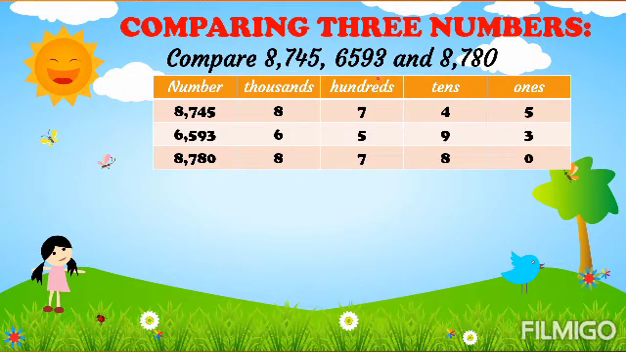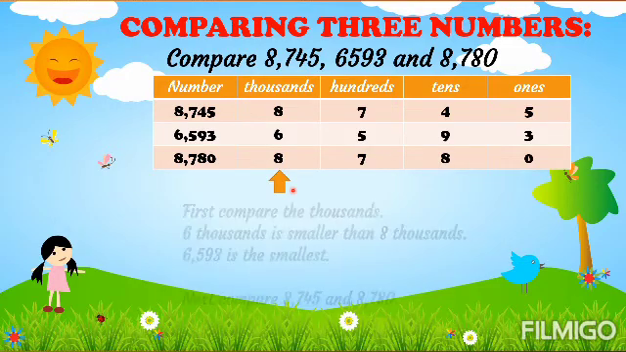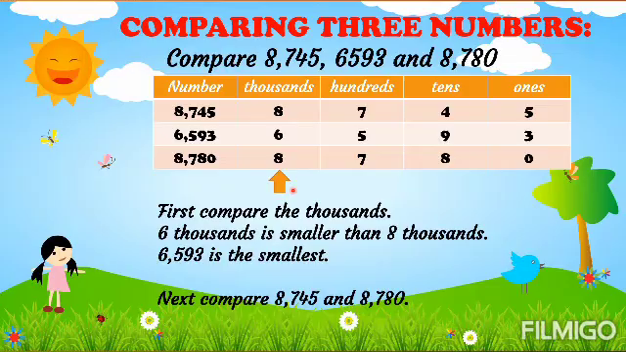Ones, tens, hundreds, and thousands place. So let's start from the thousands place, class. First, compare the thousands. So 6,000 is smaller than 8,000. So 6,593 is the smallest number. After that, we will now proceed to the other numbers. So next is to compare 8,745 and 8,780.